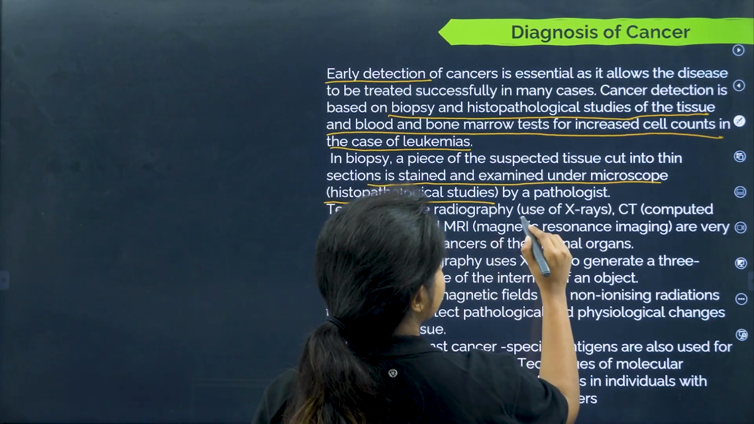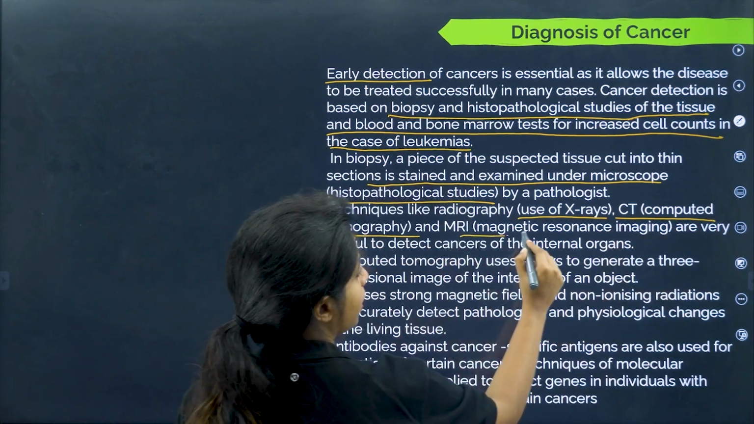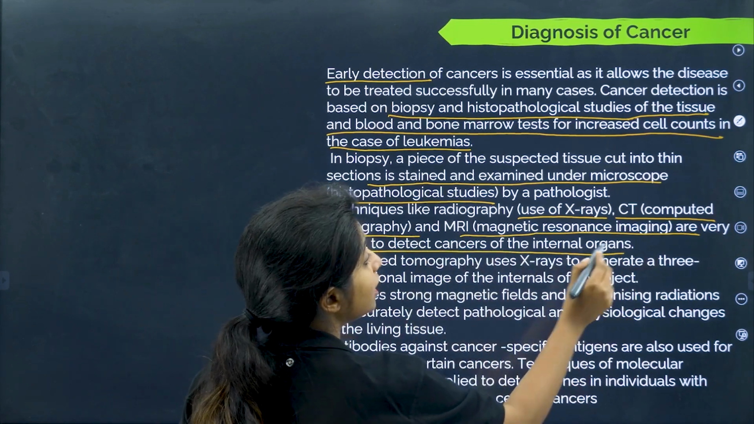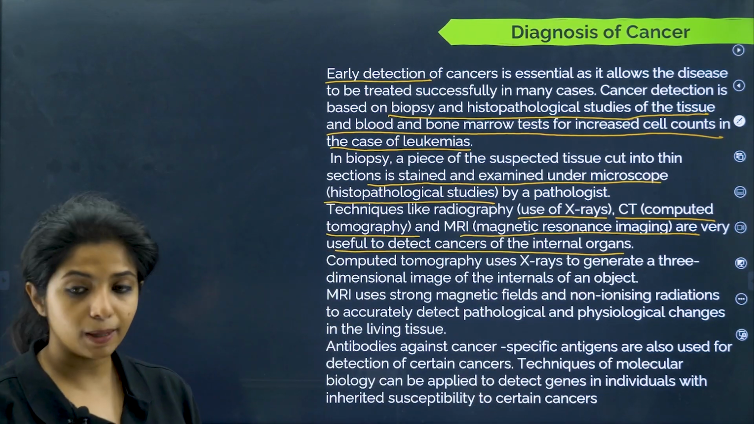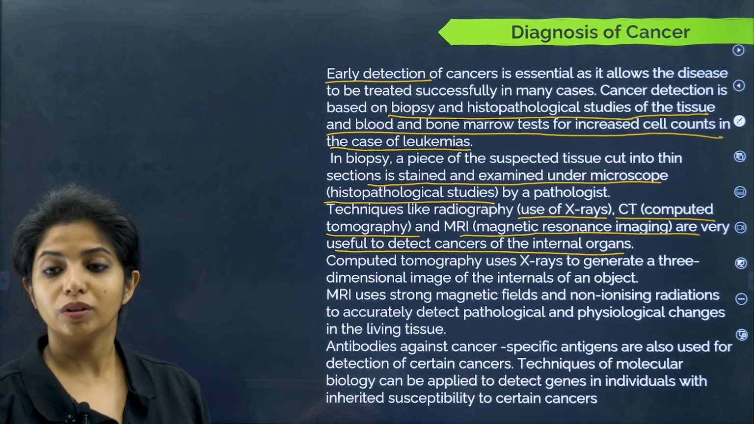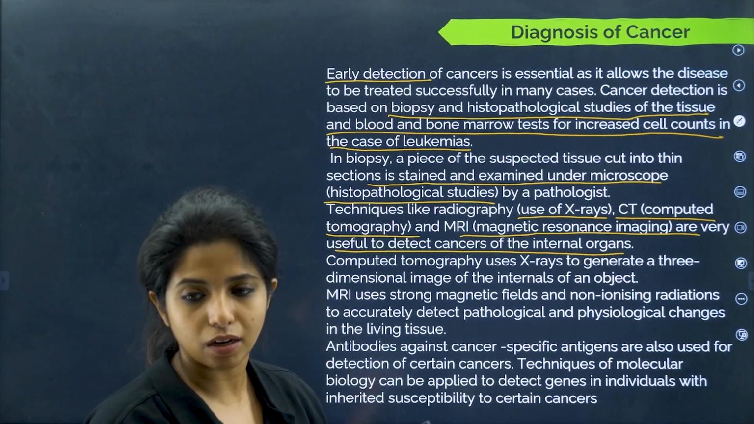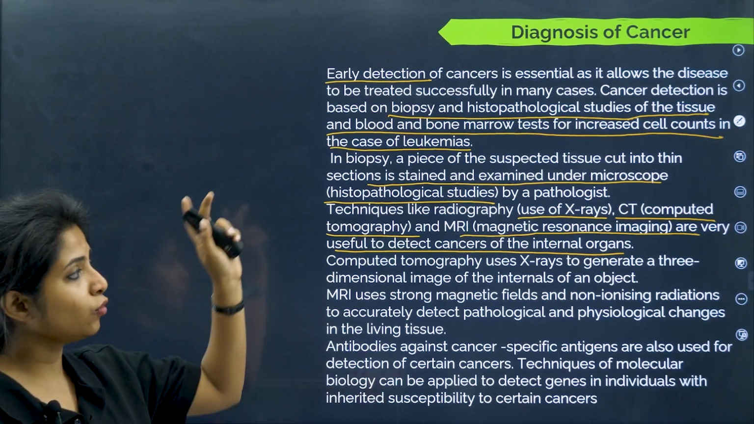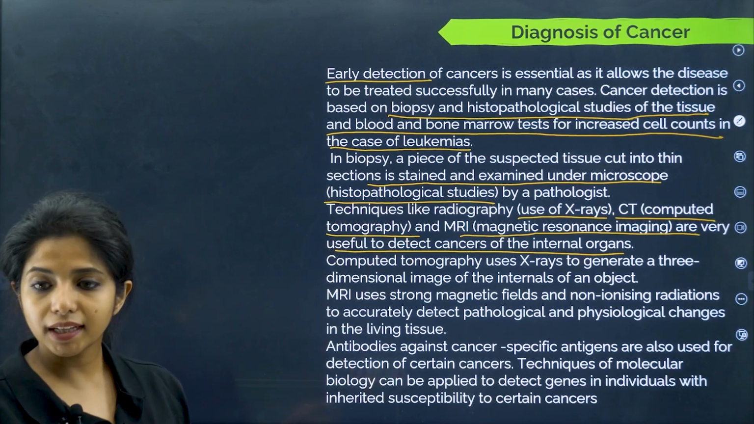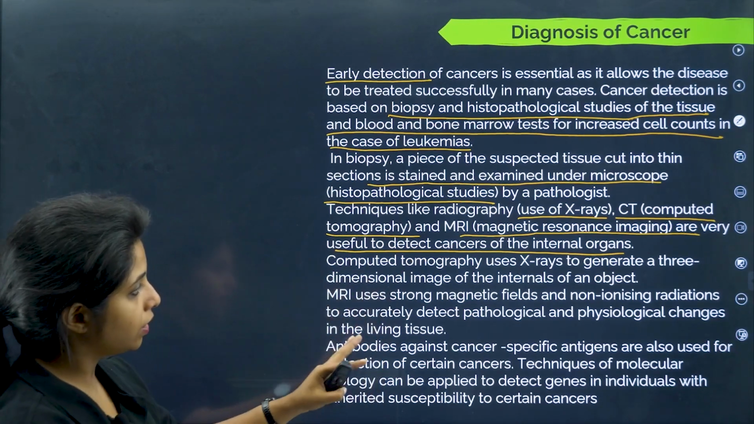Techniques like radiography, which use X-rays, CT scan and MRI, magnetic resonance imaging, are very useful to detect cancer of the internal organs. So for internal organs, obviously, you cannot go around cutting and doing things initially. Biopsy has always been done initially, but still you have technologies like MRI and CT and radiography for getting things done as well. And what happens in computer tomography, let's read that also.